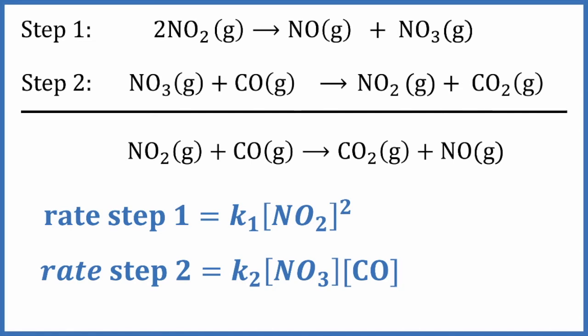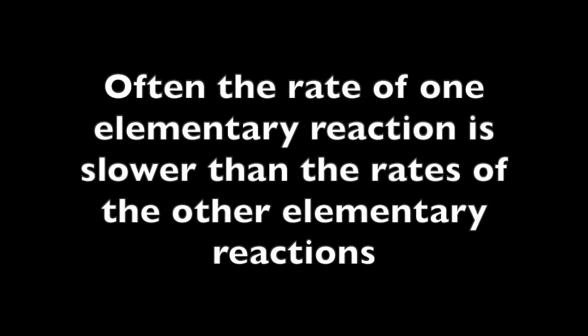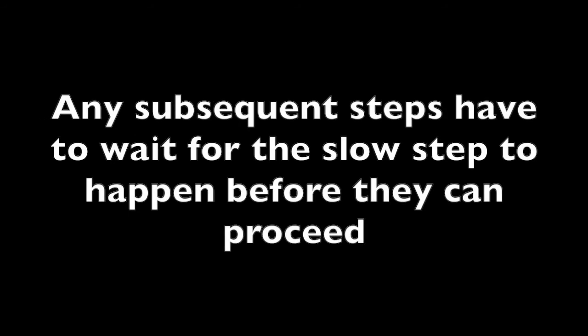And you may wonder, why doesn't step 2 contribute anything to the rate law? Well, now we have to talk about the rate limiting step. Often the rate of one of the elementary reactions is slower than the rate of the other elementary reactions in a process. The slowest step is called the rate limiting step or the rate determining step, and any subsequent steps have to wait for the slow step to happen before they can proceed.